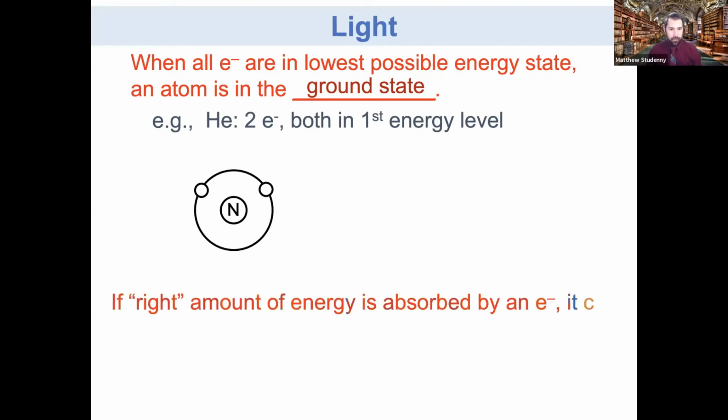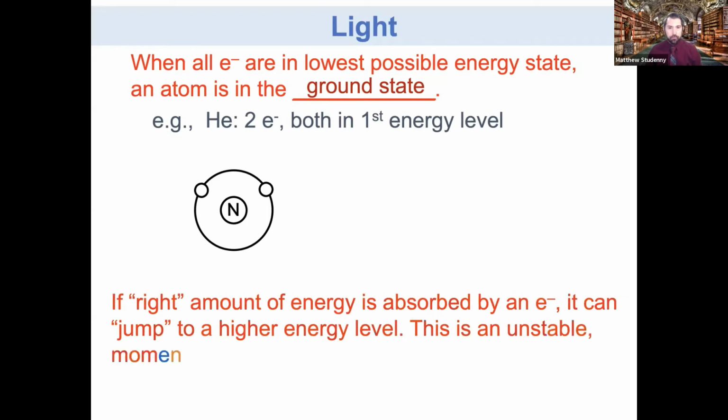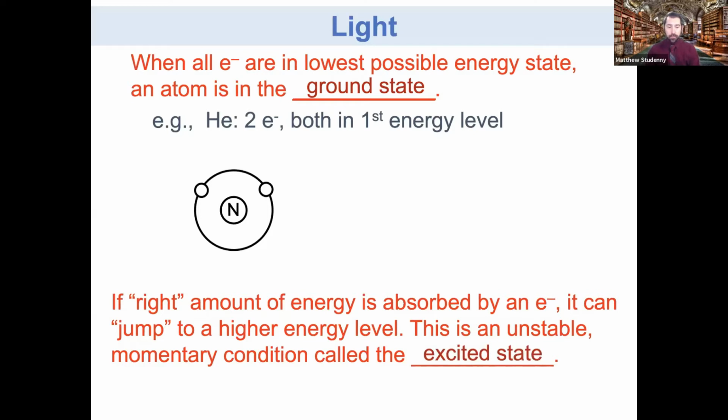Now, if one of those electrons or multiple electrons absorb a specific amount of energy, so the right amount of energy, they can move up to a higher energy level. As we move away from the nucleus, those energy levels have higher and higher amounts of energy associated with them, meaning that an electron would need to absorb energy in order to move up. Now, that situation, which we call the excited state, is unstable.